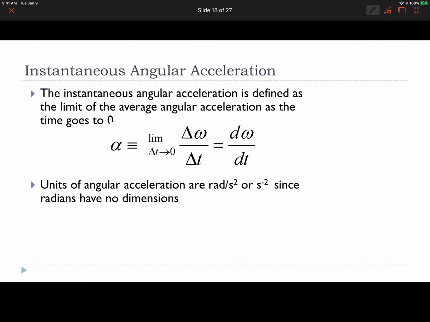Of course, that was the average angular acceleration. So we could also talk about the instantaneous angular acceleration. So we would have to look at what happens to the average over a very small time interval. So what is that average acceleration? How does the angular velocity change over a small time interval? And then that becomes a rate of change of the angular speed with respect to time, and we would have to take a derivative.